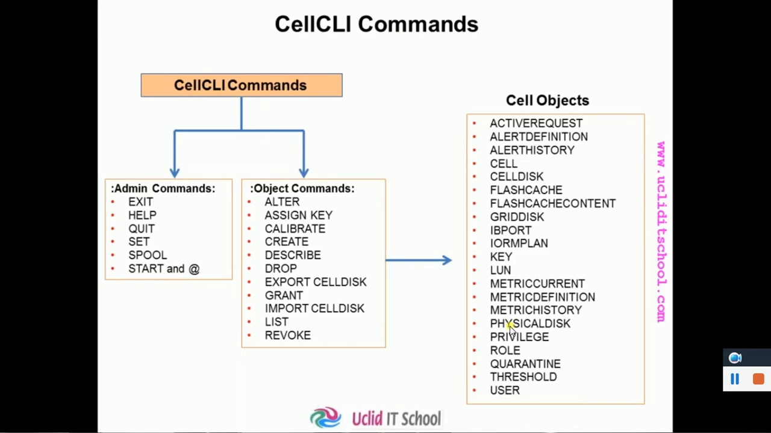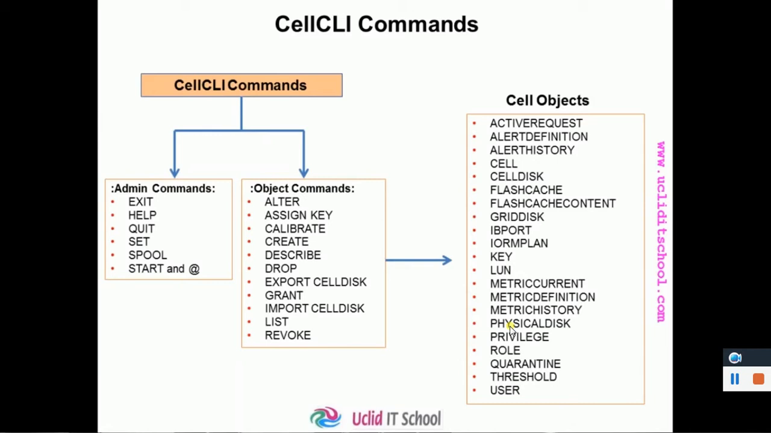Like your SQL*Plus formatting commands. Then the main commands are object commands. You have create command, alter command, describe command, drop command, export, grant. There are many commands under this category. When you execute object commands, these commands require you to mention an object. Cellcli has different objects, so this slide shows you some of the important objects. All the object commands require you to specify the object, as mentioned in this slide.